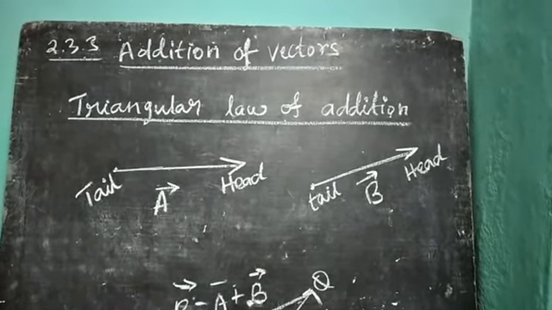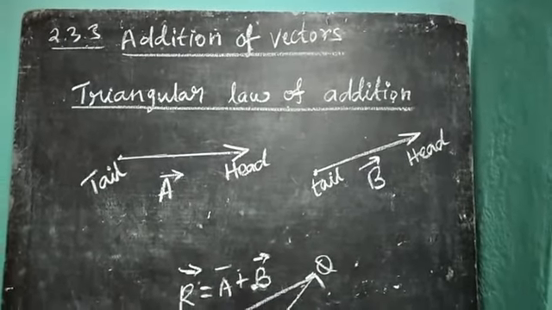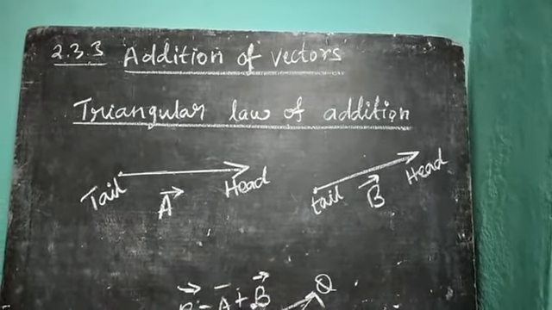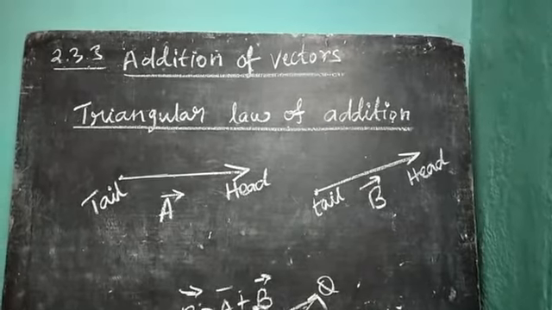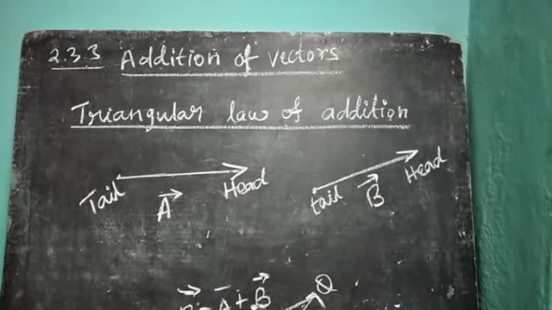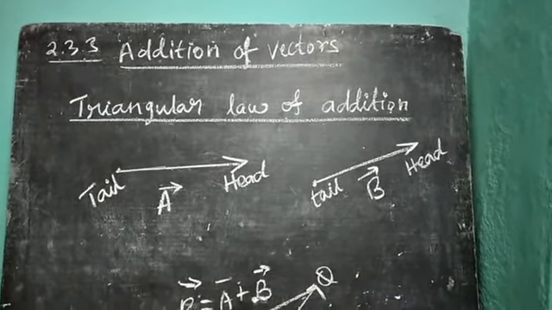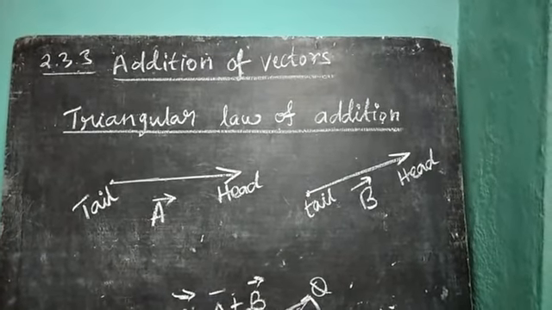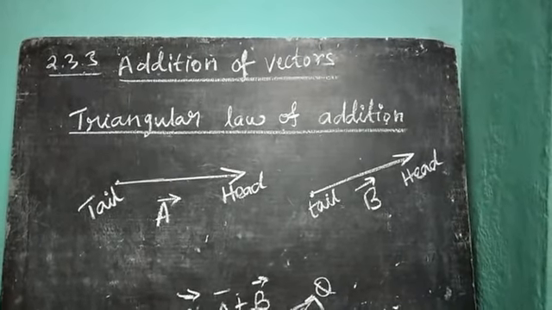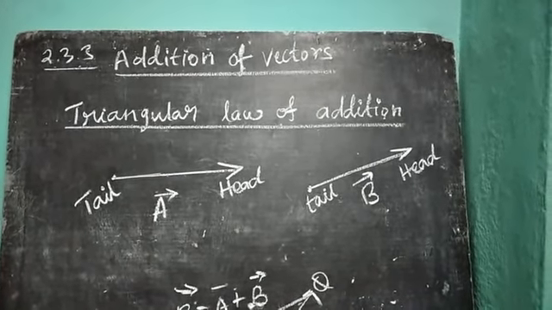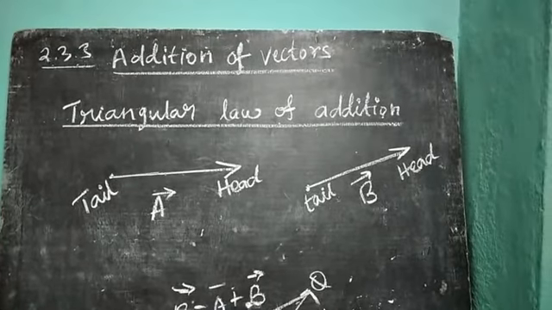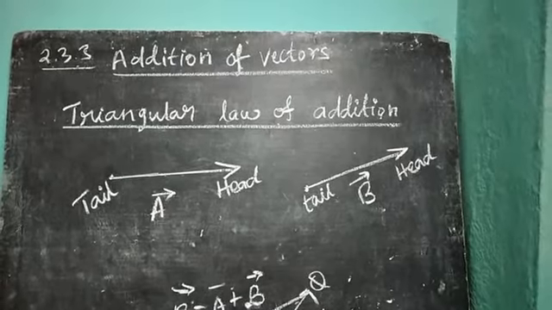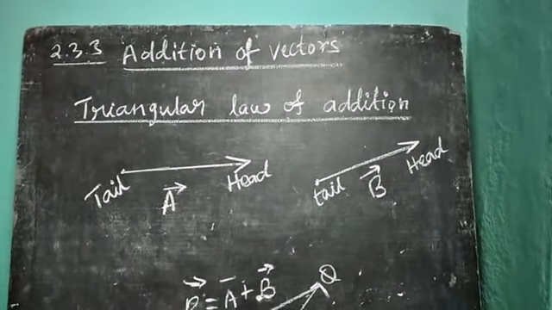Now I am going to teach 11th standard physics, lesson 2, section 2.3.3, addition of two vectors. Generally, two vectors cannot be added by the ordinary algebra method. Two vectors can be added by using a specialized method called addition of vectors. The two methods are the triangular law of addition and the parallelogram law of addition. First one, the triangle law of addition.